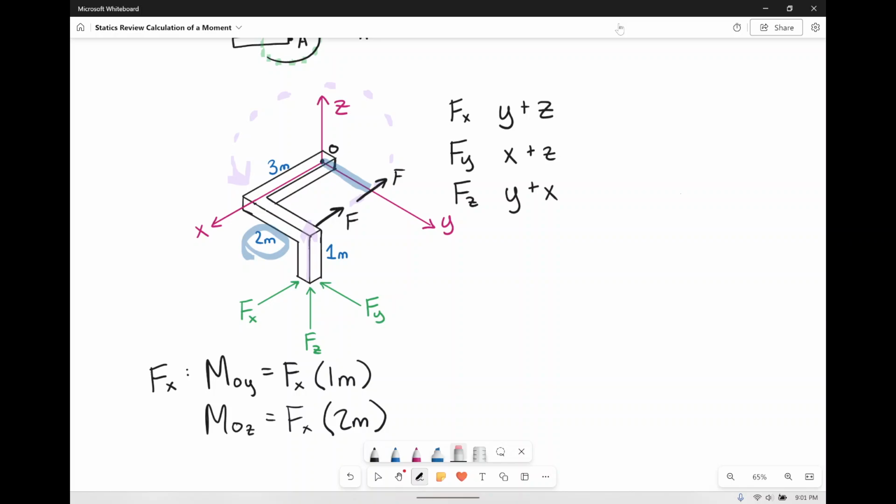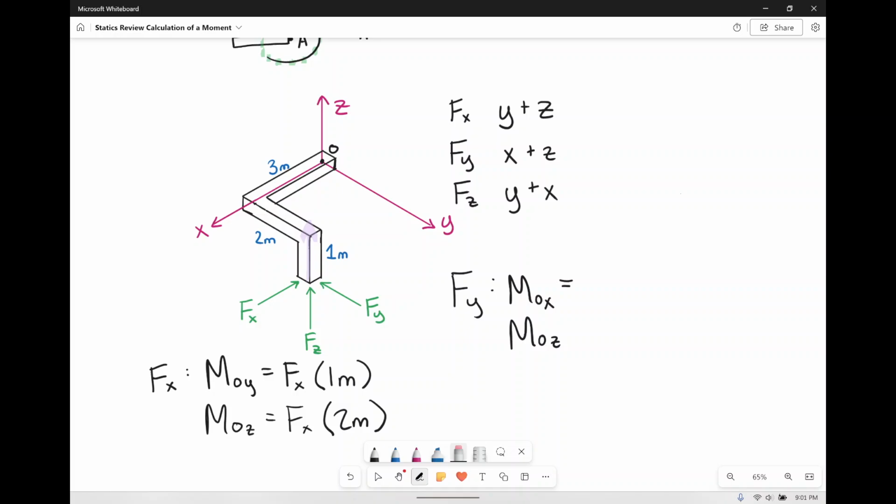So let's do the same thing over here. Let's talk about force y. Force y, again, is going to create a moment about the x-axis and a moment about the z-axis. Well, let's talk the x one first. So let's just kind of clean up our mess that we've made over here just a wee bit. And let's talk force y.